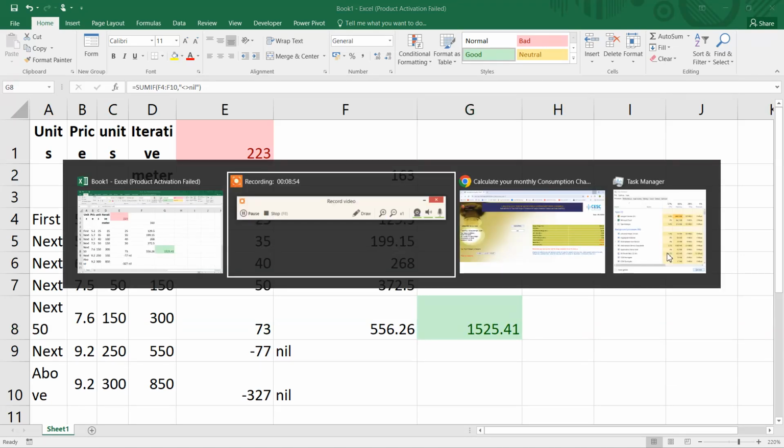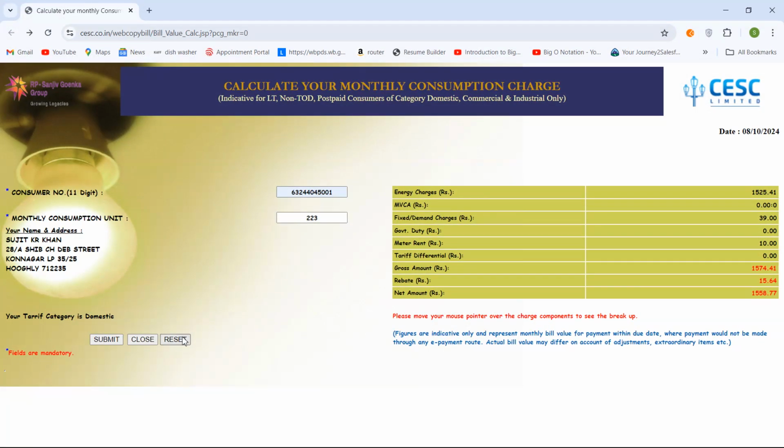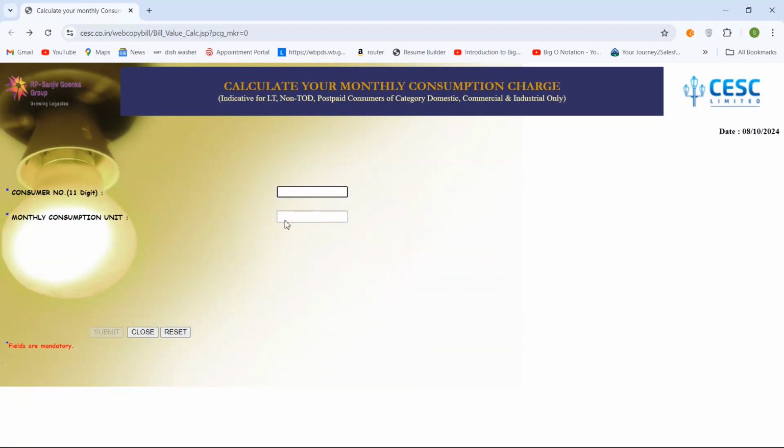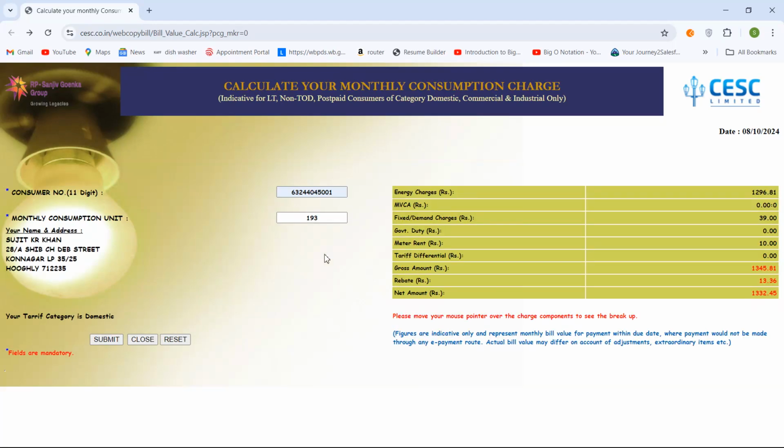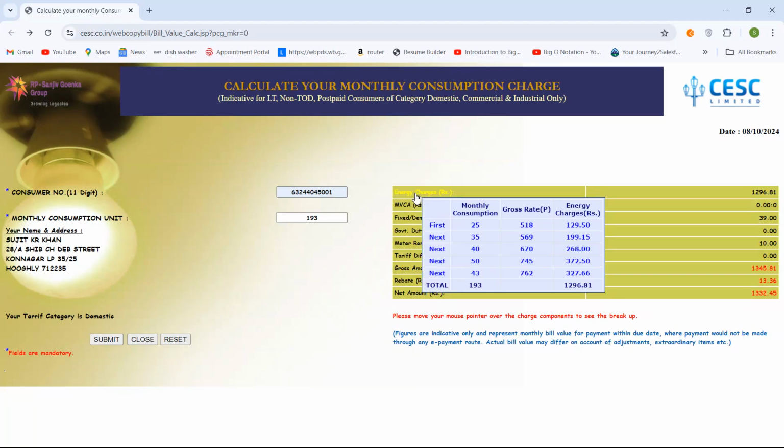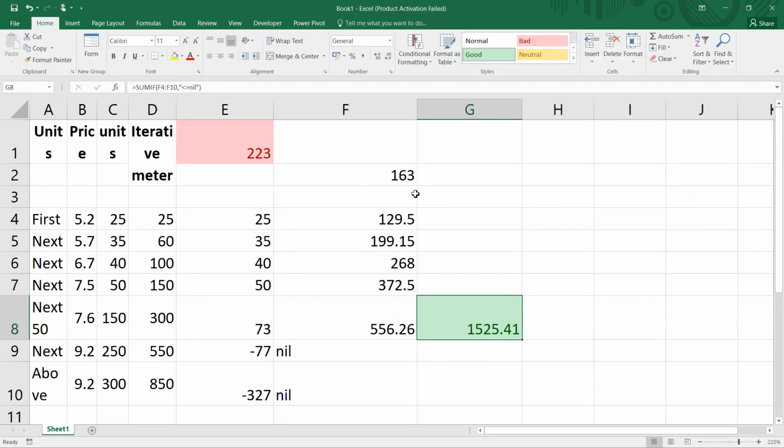So let me move into Chrome and give some other value. Let me reset it. And this is a CESC online calculator. So what about 223? What about 193? Let's see whether the value is matching or not. Let's submit. It's 1296. It's 1296 for 193. Okay, so 1296 for 193. See, 1296. The answer is coming properly.